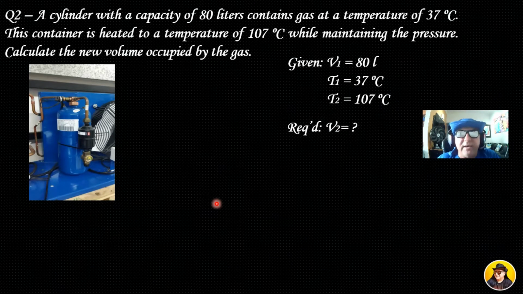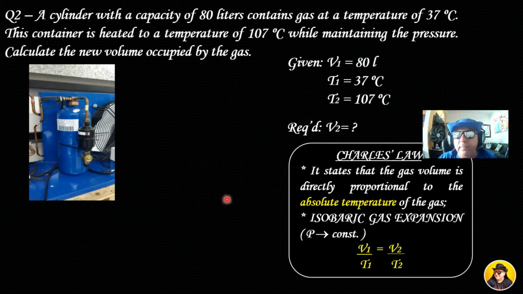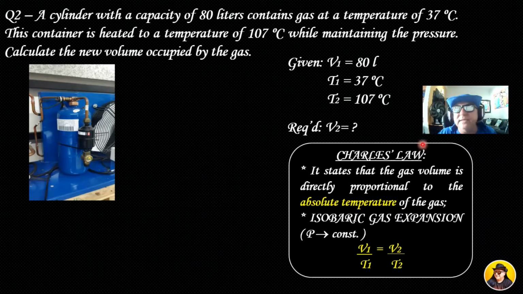Pay attention to a very important thing. V2 was required, so we are talking about Charles' law. Why? Because now we have a constant pressure. Charles' law states that the gas volume is directly proportional to the absolute temperature of the gas. We have an isobaric gas expansion, because the pressure is constant. So Charles' law states that V1 over T1 is V2 over T2.